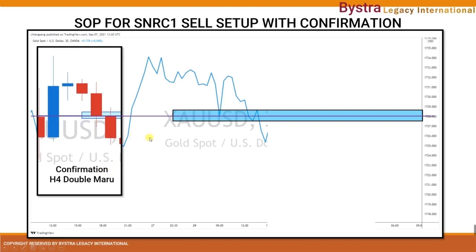Normally for this case, we can look, this is a double Marubozu candle engulf. Okay, double Marubozu, H4 double Marubozu. So double Marubozu can be used as a confirmation as well, besides the engulfing candle.